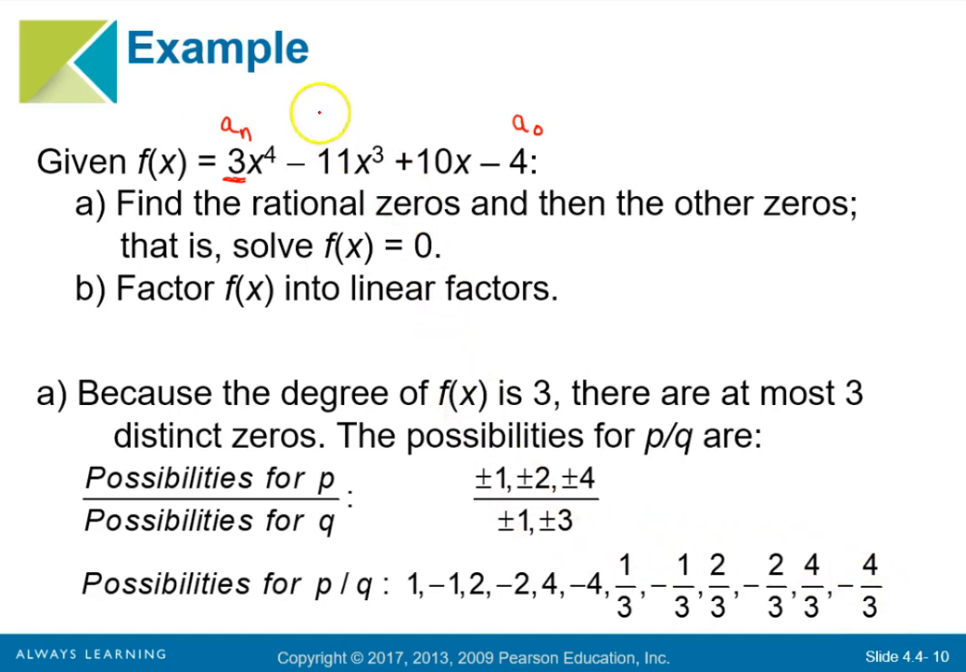We find our factors for a sub n, right? Our factors for a sub n are going to be 1 and 3. This is pretty straightforward. So that's our factors of 3. And then here are our factors of 4. We have a 1 and a 4, and then we have a 2 times 2. So factors of 4.